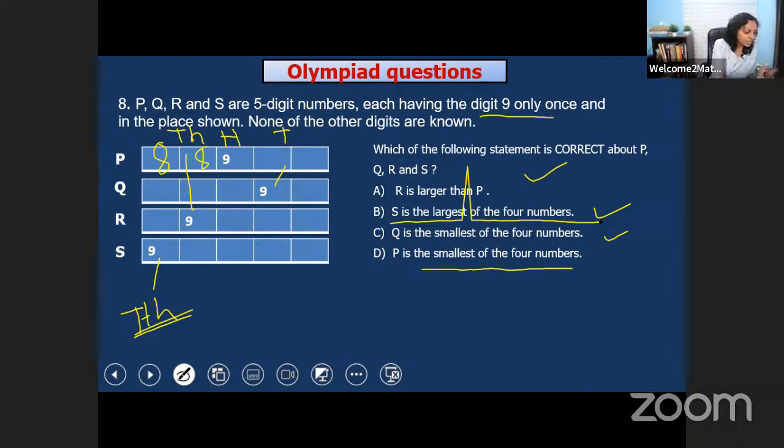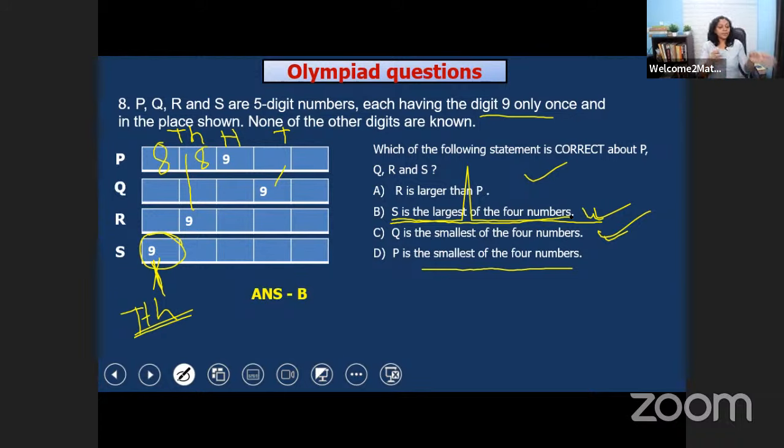Why? Because S starts with 9, and in the ten-thousands place there is 9, and 9 is the largest 1-digit number. So as this number starts with 9, it would be the largest number. Okay, so that's why our answer would be B. S is the largest of the 4 numbers, that we can definitely say.